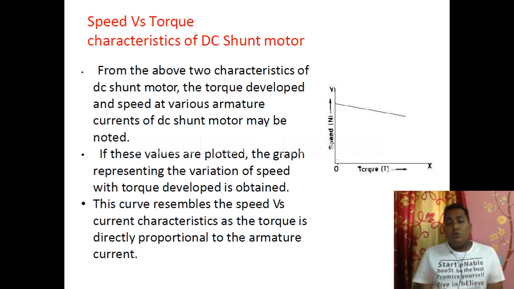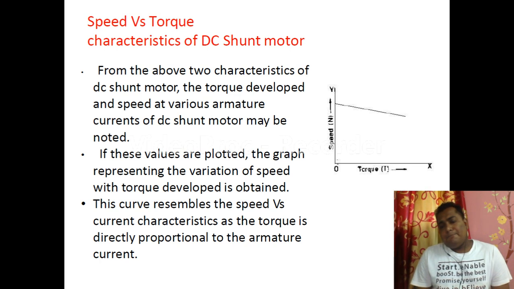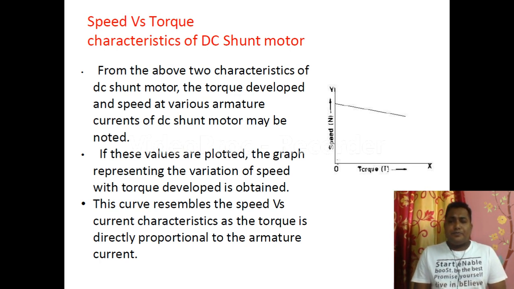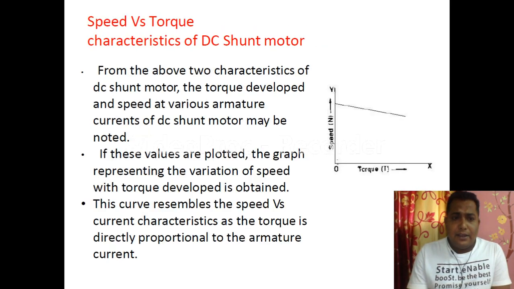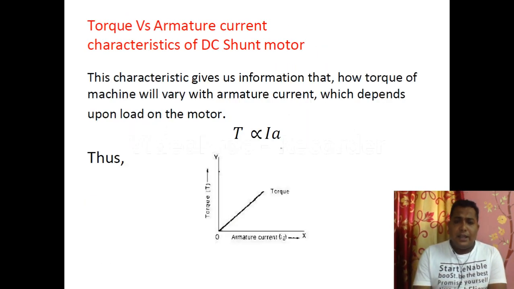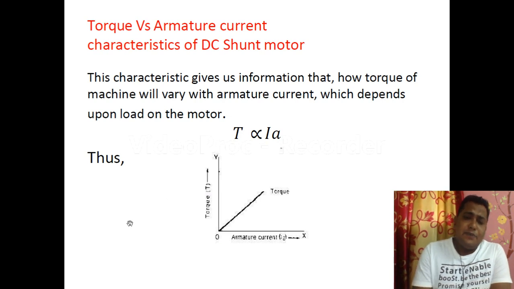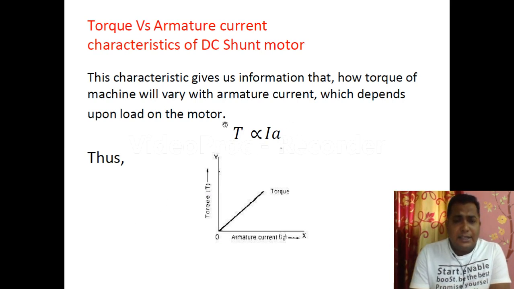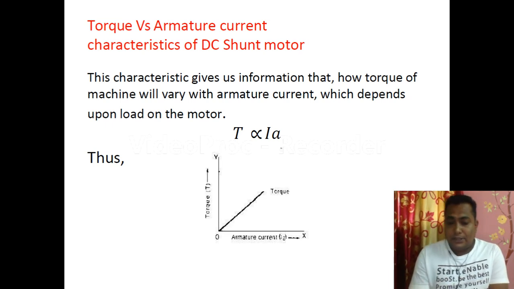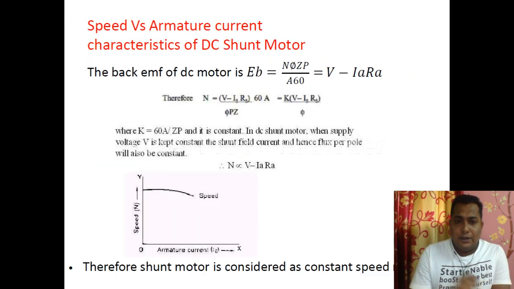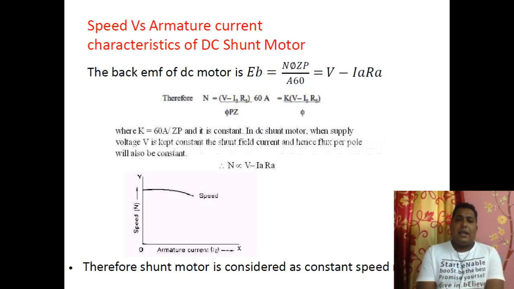So how do we draw the characteristics? If we go back to the first characteristic, follow my pointer, we are considering that torque is directly proportional to Ia. Okay, remember this one.